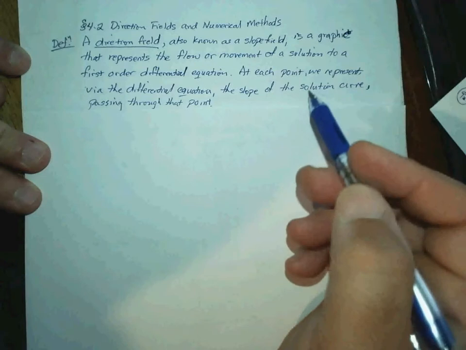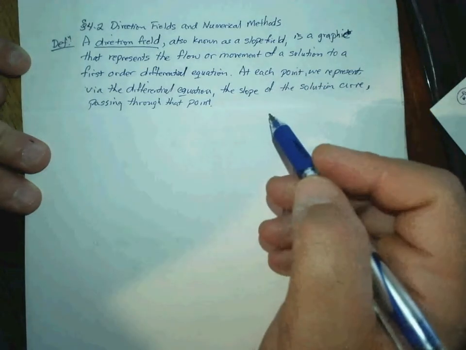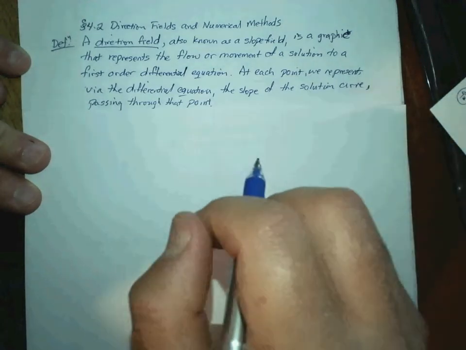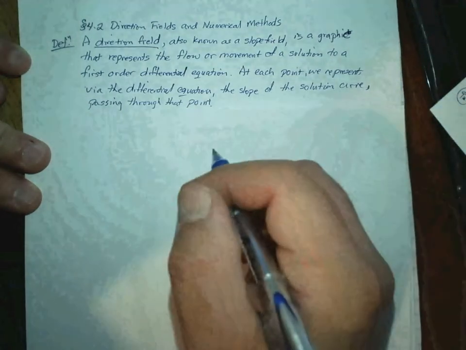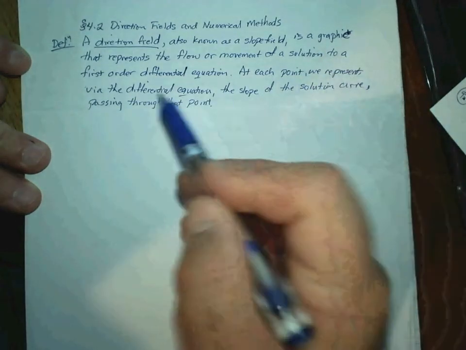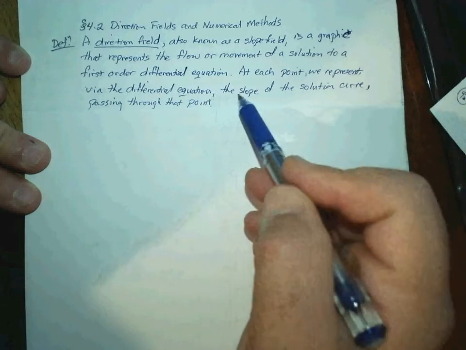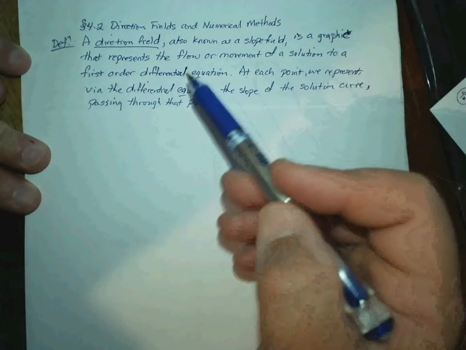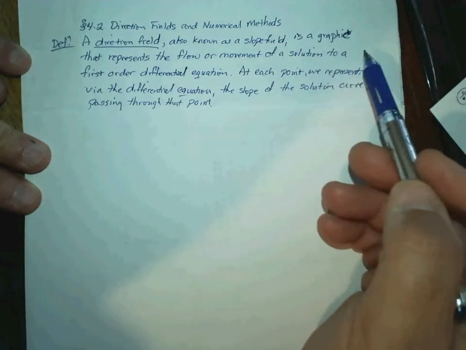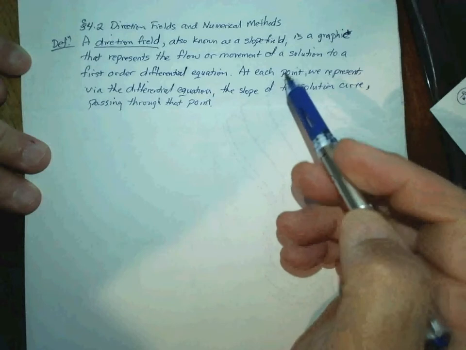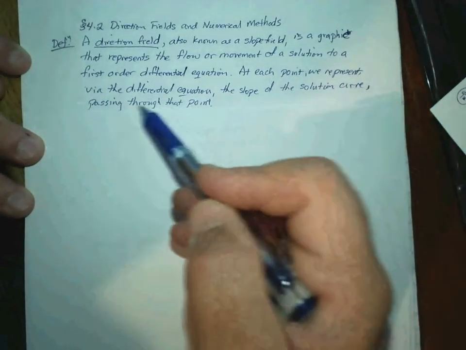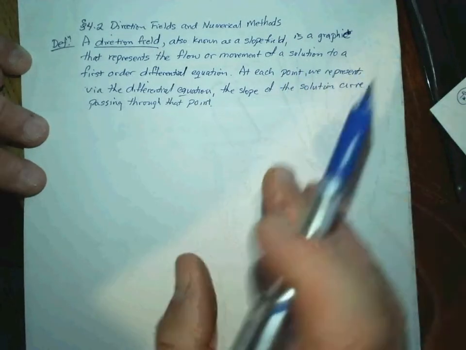Now, when we refer to a first-order differential equation, that means we're simply taking the first derivative in the differential equation, not the second derivative or the third derivative, for example. At each point on this graphic, we represent, via the differential equation, the slope of the solution curve. In other words, the differential equation in a first-order differential equation tells us the slope as a formula for the function that we're looking for. That slope will represent the slope passing through any point that we're interested in on that graphic.